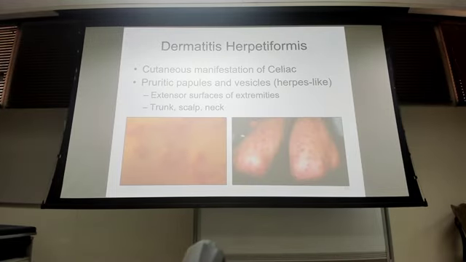So here's the cutaneous manifestation of celiac, dermatitis herpetiformis. Very, very itchy, intensely pruritic papules and vesicles on the extensor surfaces. What are those? The elbows, the knees, also your scalp and trunk. It resembles herpes lesions. It sounds like herpes lesions by the way it's named, but it's not related at all. No viral infection. This is from the celiac disease.